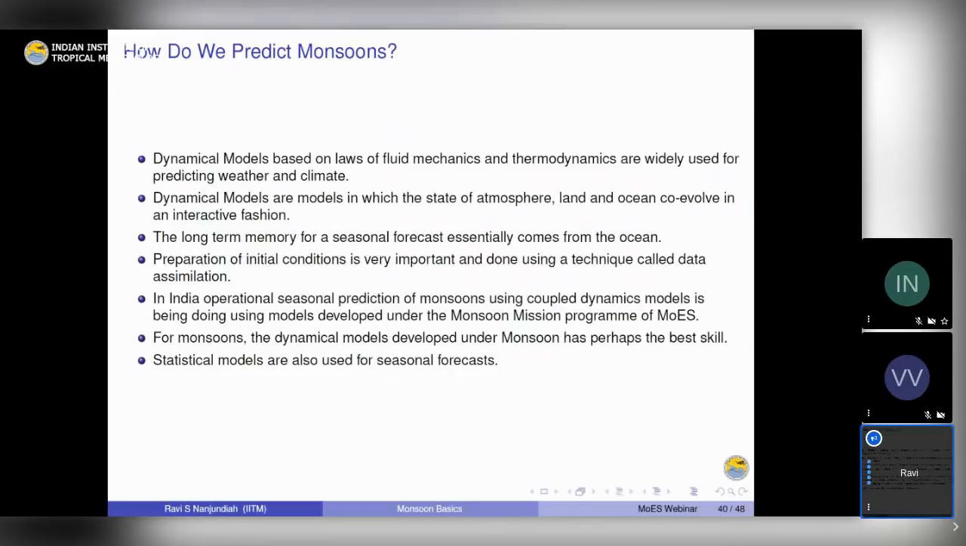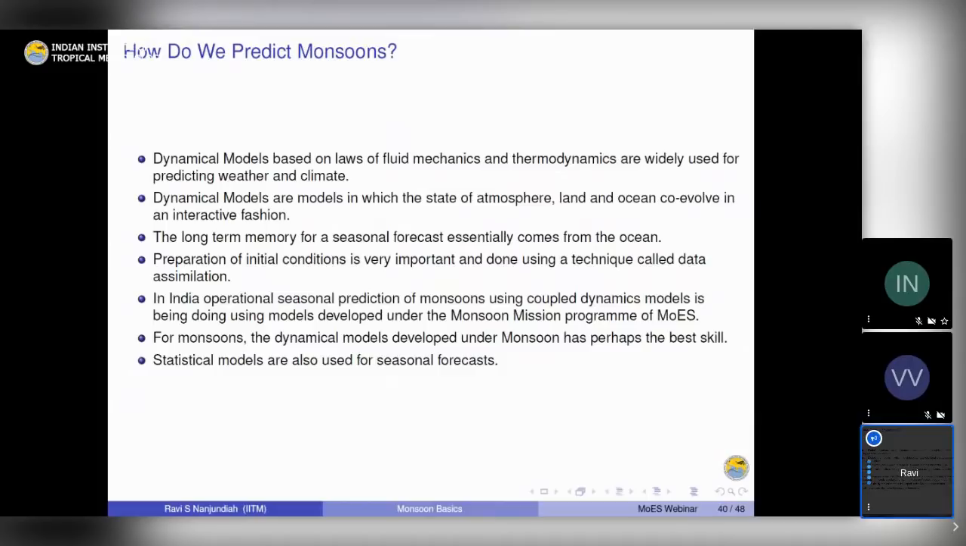And if you're looking at long-term memory, that essentially comes from the ocean. So obviously, preparing the initial conditions is very important, and this is done using a technique called data assimilation. Somewhere in the later part of this webinar series, there will be a more detailed lecture on numerical weather prediction and data assimilation, where you'll know more about all these techniques.